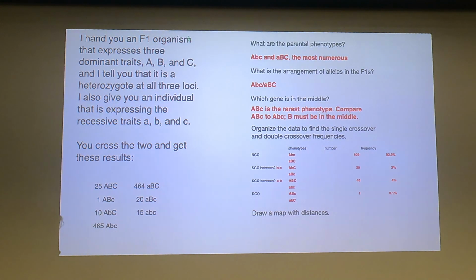And we can figure out the frequencies. So 92.9% are non-crossovers. This is pretty typical. You'll find lots and lots of non-crossovers. 30 out of 1,000, that means 3% are crossover events between B and C. 40 or 4% are crossover events between A and B. And there's our double crossovers, there's 0.1%. You gotta add that number to this number and this number to get the distances.